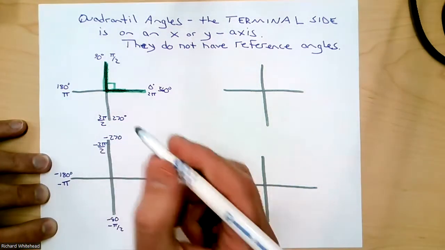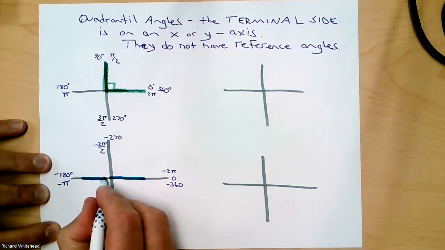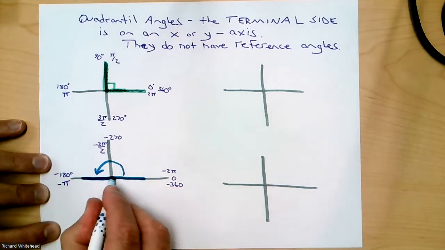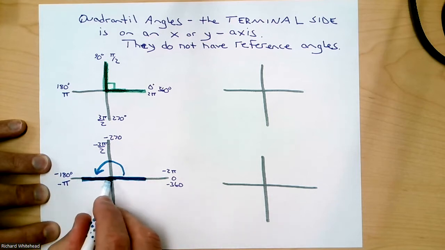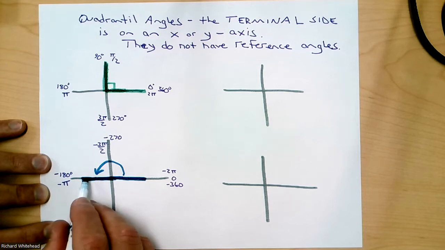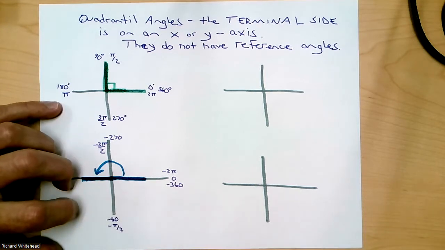So if I had an angle like 180 degrees, so there's my angle right there. You say, okay, I'm on the y-axis, so there's no way I can draw an angle connecting this with itself, thus it has no reference angle. Kind of get the idea there.